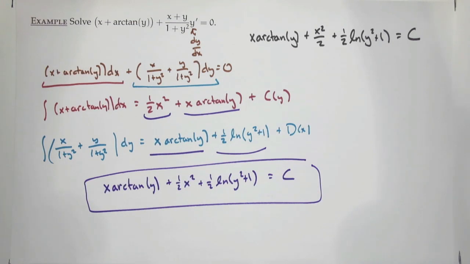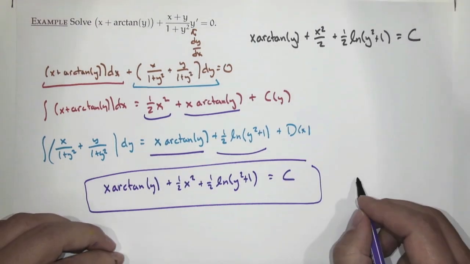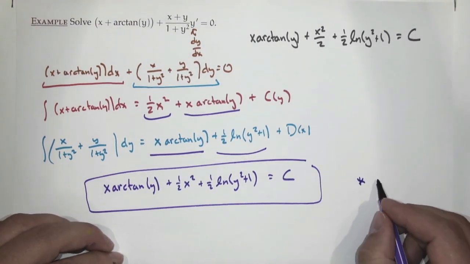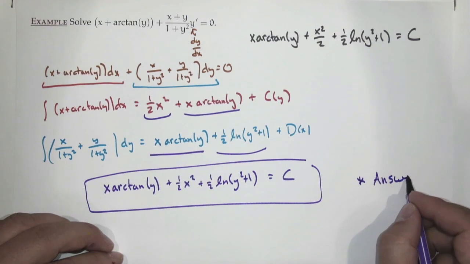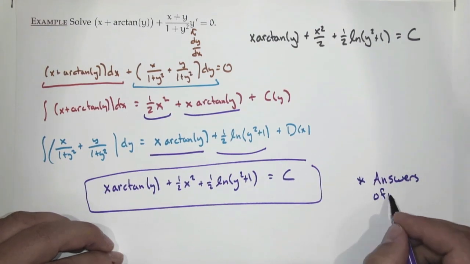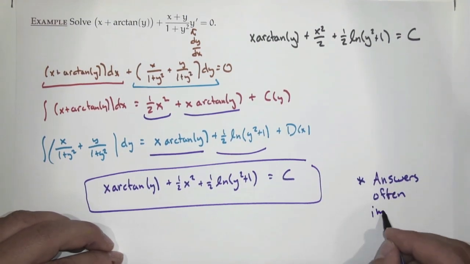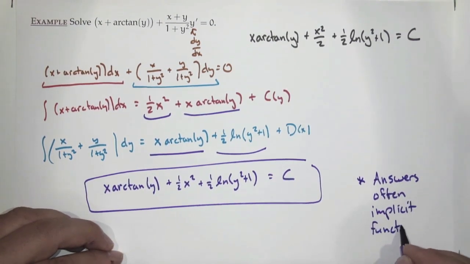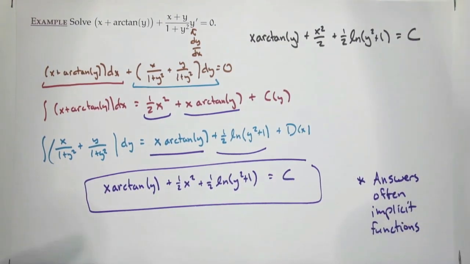And that's it. That's the process. I should make one comment and put a little star here. The answers you get off of this are often going to be implicit functions. So unless we explicitly ask you to solve for x or solve for y, just leave it in this format.